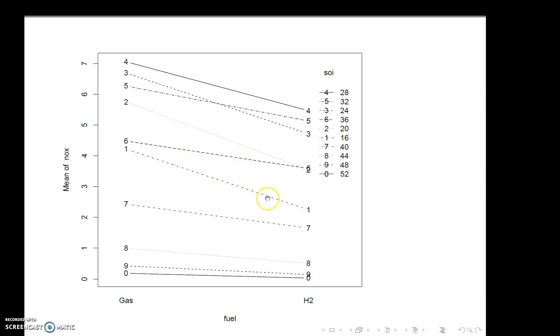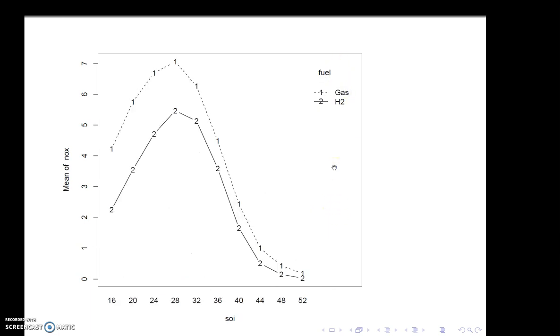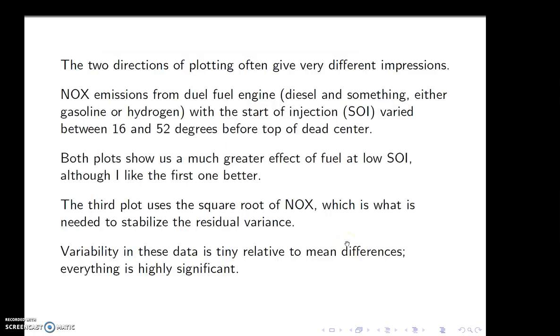We look here and there's a bunch of lines, which kind of makes it hard. They kind of are going the same direction. They're either headed down as we go from gas to H2, or they're remaining about flat. And that is consistent more or less across all SOI types. But we really clearly see a similar effect, although more separation up here than we see down here. So maybe there's some very slight interaction, but I wouldn't be surprised if there is none.